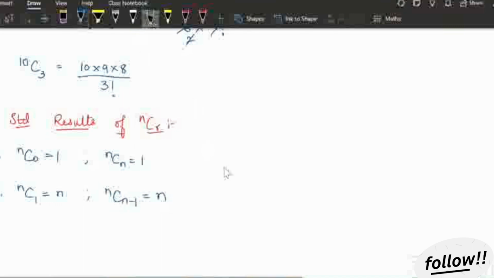So I will write examples on the side to make you understand this easily. Now nC0 is 1, right? So I'll write 5C0. Irrespective of this number, if you have 0 here, it's going to be 1. Similarly, if you have 6C6, if these two numbers are equal, then also it's going to be 1. Okay, this is an example for the first result.